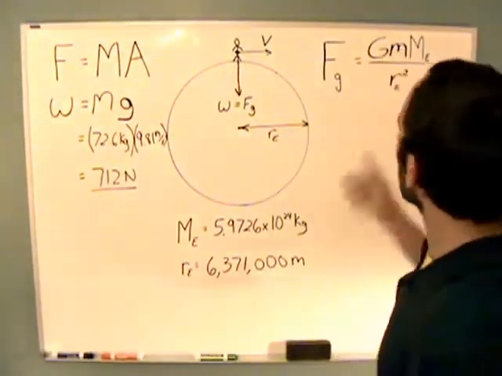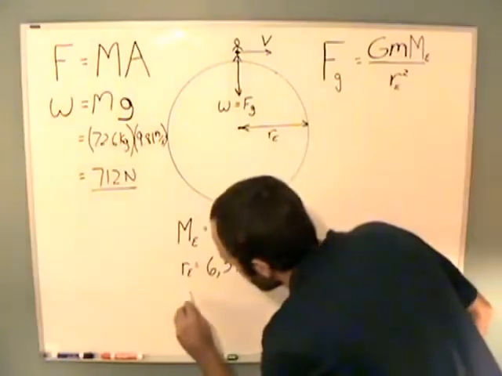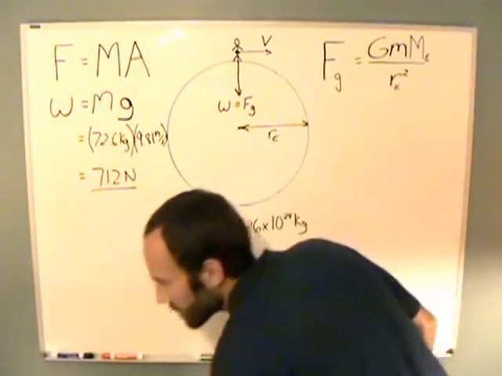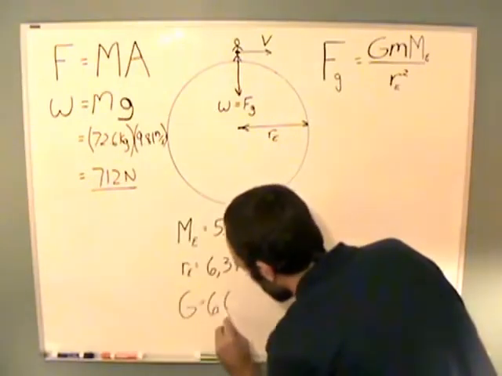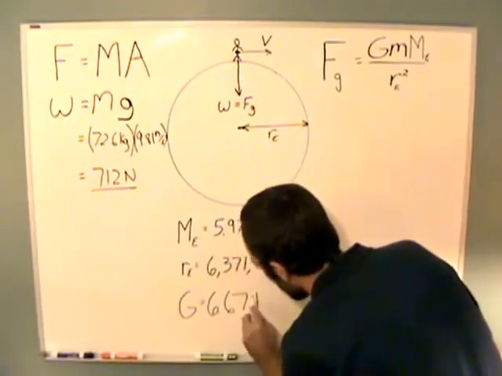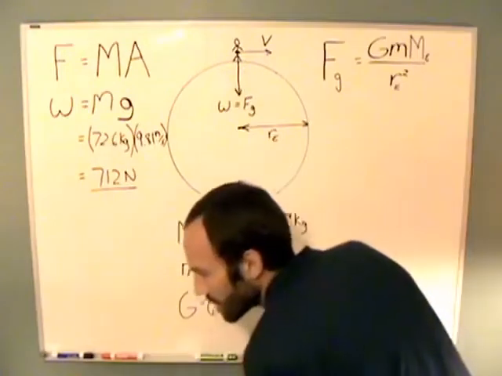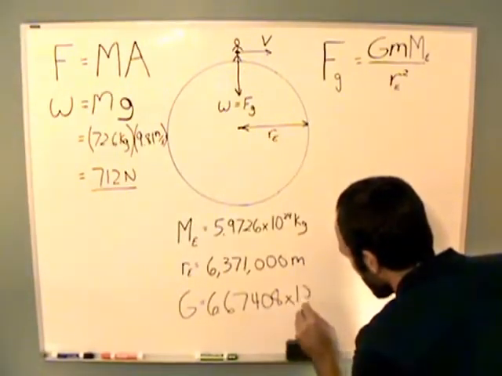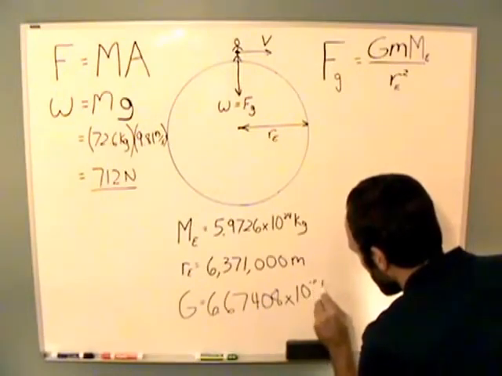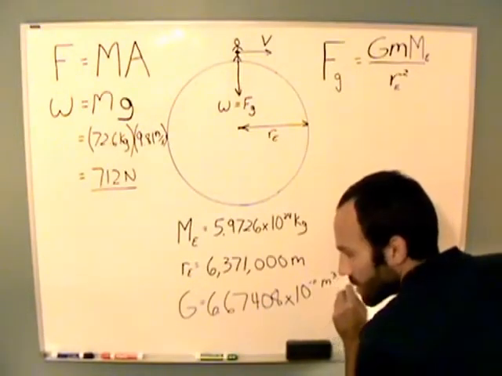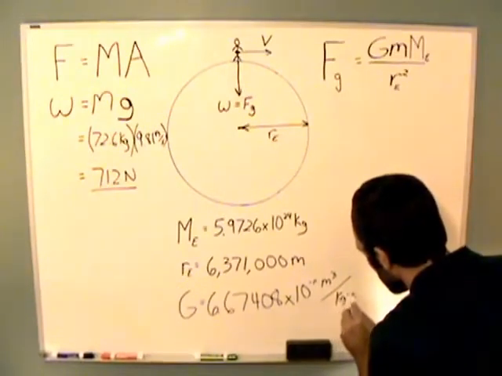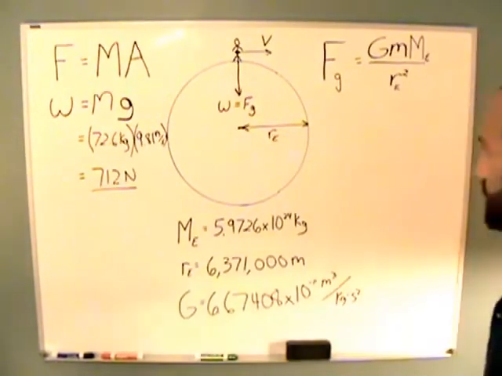Okay? And the gravitational constant, which I should have written down here, is equal to 6.67408 times 10 to the negative 11 meters cubed over kilograms times seconds squared.